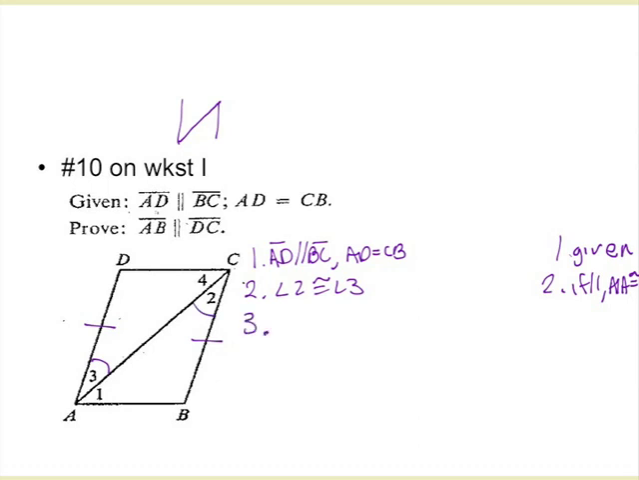2 things are marked in my picture now. I need 3 things marked before I can say I have congruent triangles. So what could my third thing be? AC is congruent to CA. Almost always that last piece of the triangle's proof is going to come from that reflexive. Not always, but almost always.